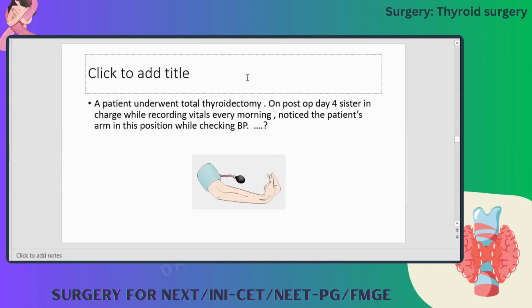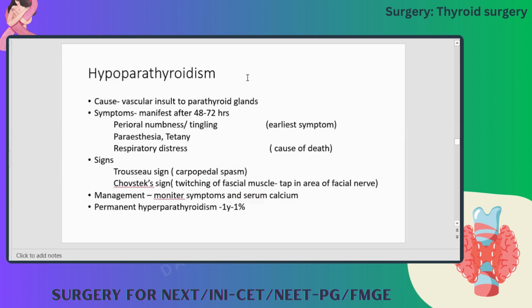In total thyroidectomy, we remove the parathyroid gland. Very good. So it leads to hypoparathyroidism. This is Chvostek's sign... Trousseau's sign. So, hypoparathyroidism. This is also an important complication.